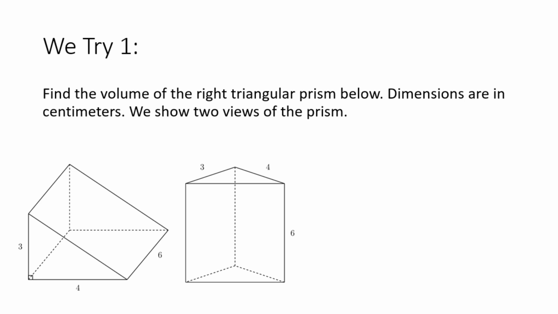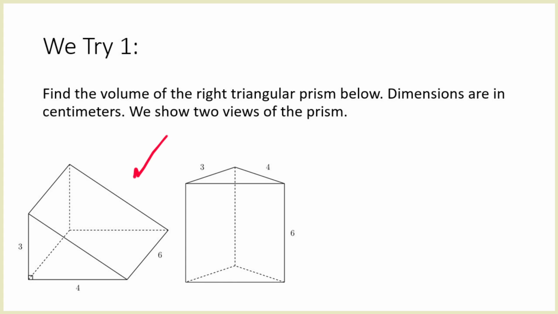So let's try finding the volume of one. Let's find the volume of a right triangular prism. The dimensions are in centimeters. We'll show two views of the prism. If I have a prism that looks like this, I need to turn it on its side so that it looks like that. Whenever I have a prism like that, I want the weird shape, in this case a triangle, to be on the top and bottom.